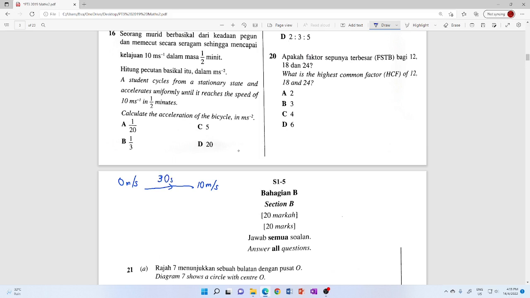Calculate the acceleration. So we know that the acceleration is equals to the change of speed. Change of speed here is 10 minus 0. This is in meter per second. Change of speed divided by time taken. The time taken is 30 seconds. So the answer is 1/3 meter per second square. So this equals to m meter per second square s -2. So the answer is B.